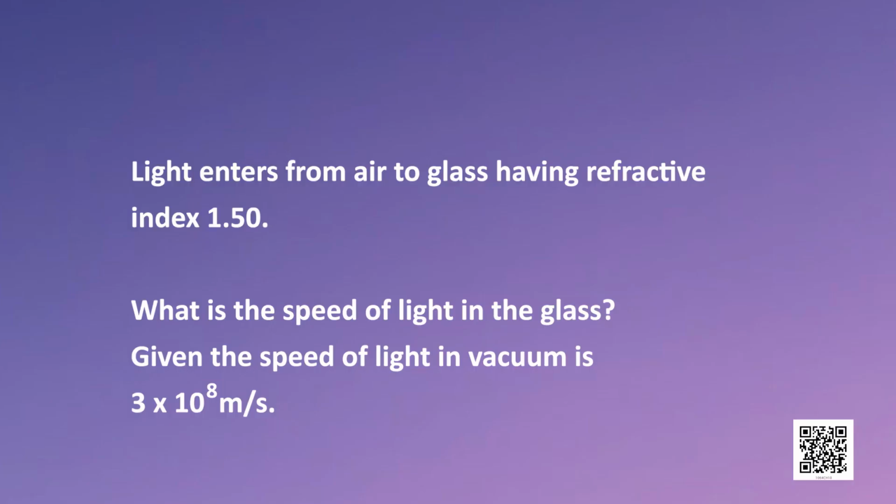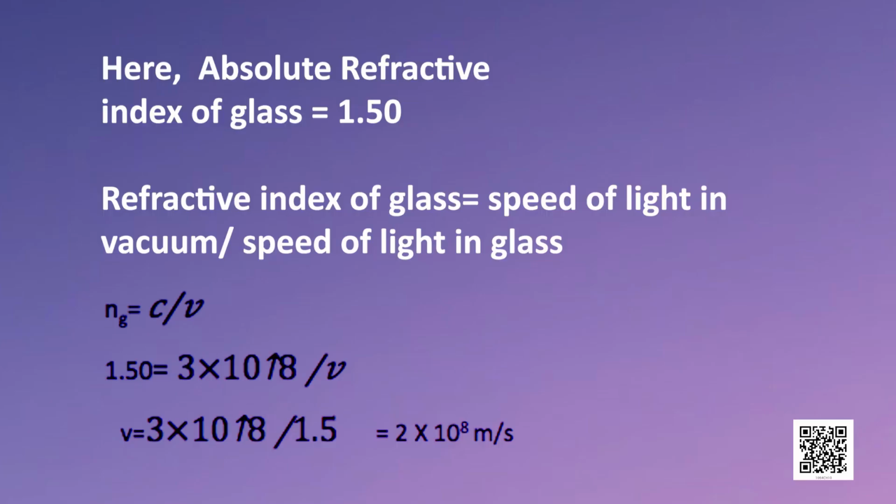Let us solve a numerical based on refractive index. Light enters from air to glass having refractive index 1.50. What is the speed of light in the glass? Given the speed of light in vacuum is 3 into 10 to the power 8 meter per second. Here, the refraction occurs from air to glass. Therefore, we may consider the absolute refractive index of glass to be 1.50.